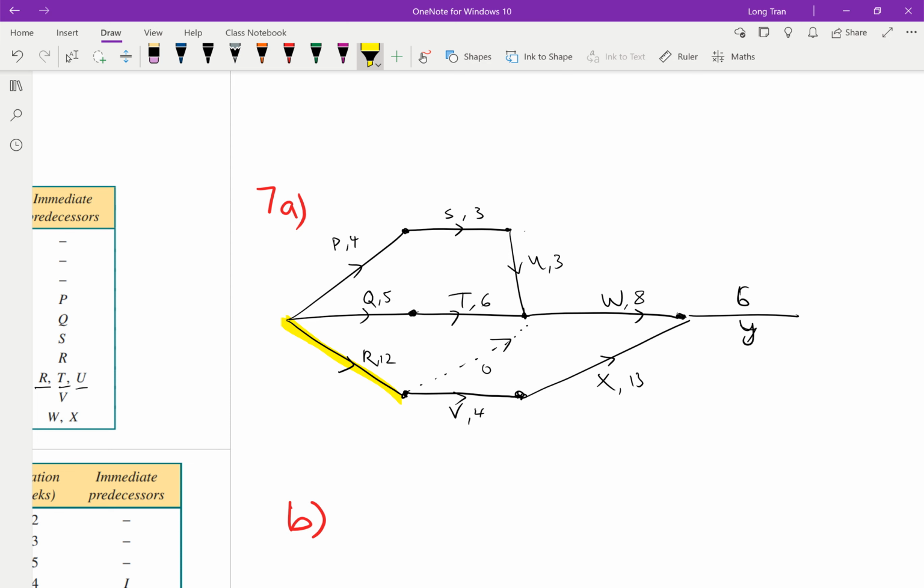And then R can connect with, that's 12. So connecting to this point here, that's 12, or you can do 4 plus 3, which is 7. 7 plus 3 is 10. So I'm just going to write it down. I could have 10 coming from the top. I can have 12 coming from the bottom. And from the center, 5 plus 6 is 11. So really, this point is then 12.